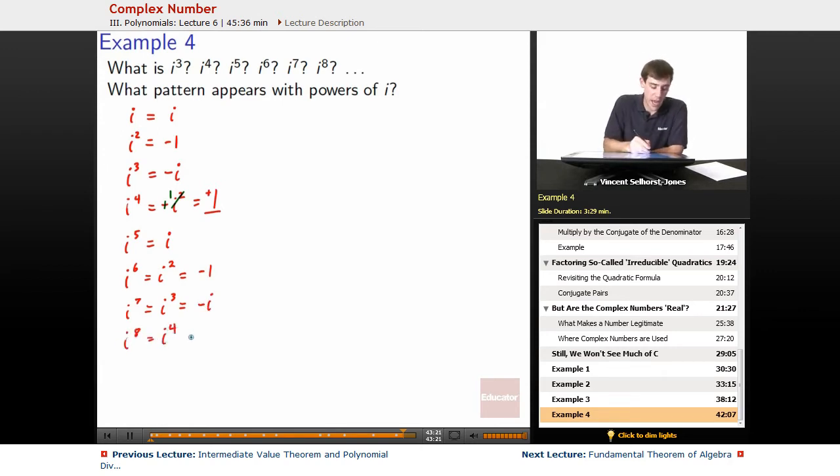i to the eighth, well, that's going to be equal to i to the fourth, because we can just multiply the one above. Hey, we already figured out what i to the fourth is. That's going to be +1. i to the ninth, if we just kept going, we'd have i to the fifth. Hey, we already figured out what i to the fifth was. That was i to the 1, which is just i, and so on, and so on. So the pattern repeats.